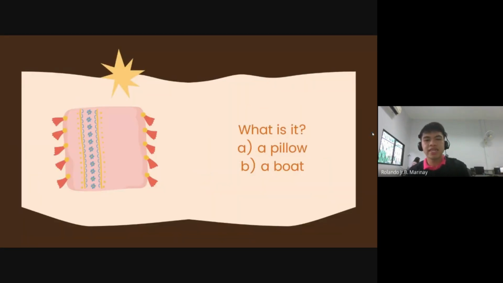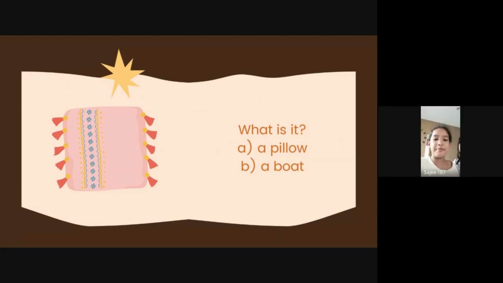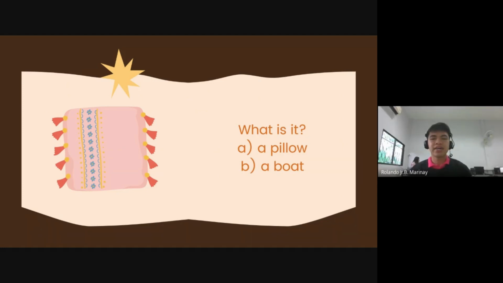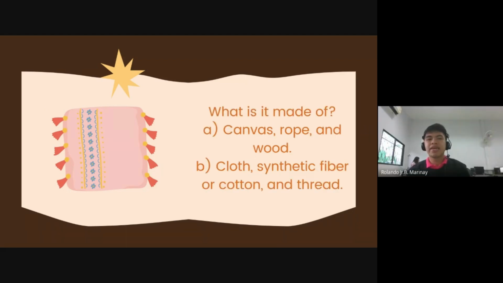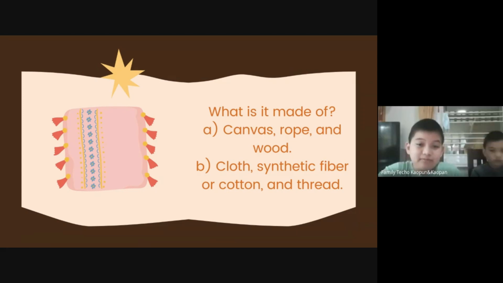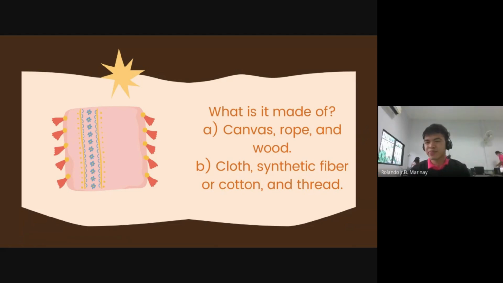All right. So what can you see in the picture? A pillow. Very good. It's a pillow. What is a pillow made of? Teacher Page, just listen to me, okay? Is it made from A, canvas, rope, and wood, or B, cloth, synthetic fiber, or cotton and thread? What is the pillow made of? Is it A or B?